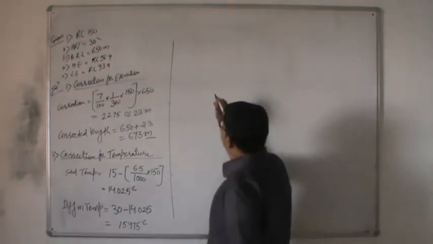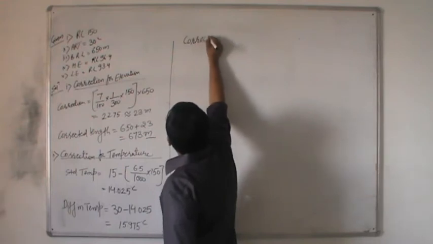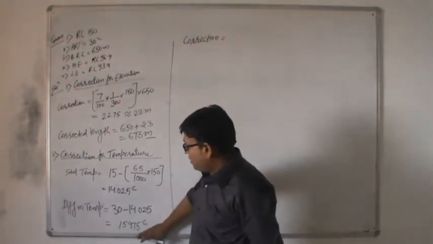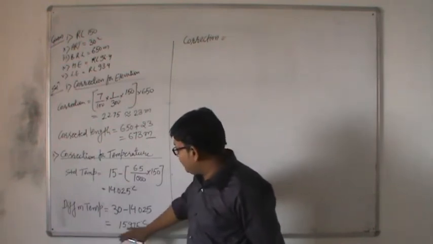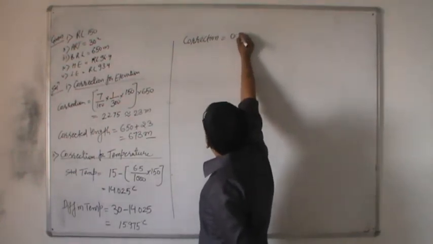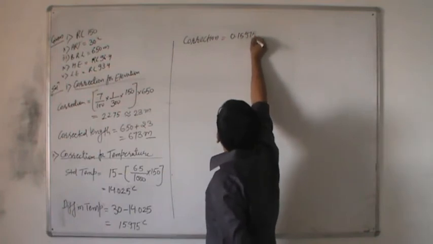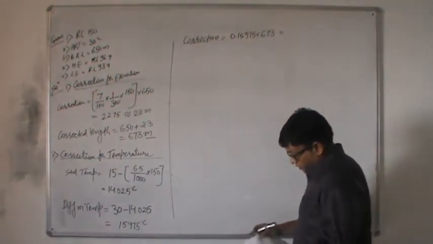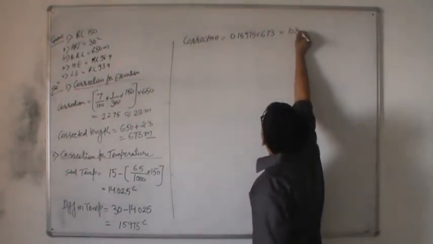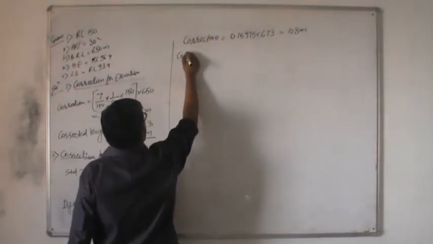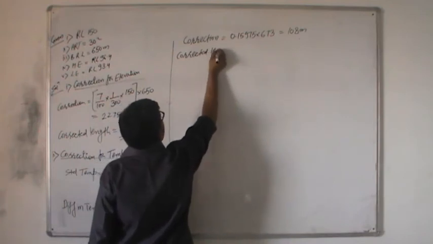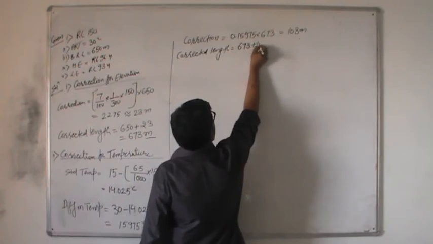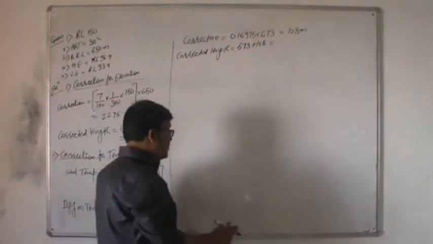Now we will calculate the correction for temperature. That is, the correction equals 1% for every 1 degree centigrade rise in temperature. This is the rise in temperature, 15.975. So the increase will be 15.975 percent, multiplied by the corrected runway length, 673. If I do this, the correction is somewhere around 108 meters. Therefore, the corrected length is 673 plus 108. If we do this, we will get 781 meters.